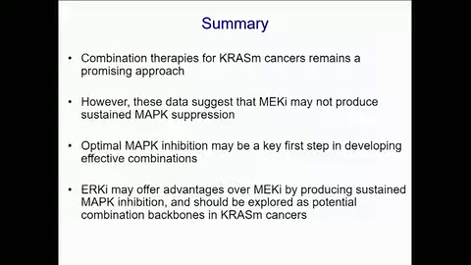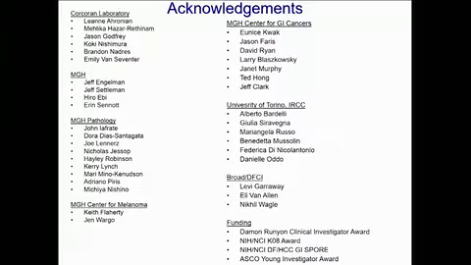While there are several potential approaches to this, pan-RAF inhibitors, ERK inhibitors, or perhaps even next-generation MEK inhibitors, our data at least suggests that ERK inhibitors, which are currently in clinic right now, may offer some advantages over MEK inhibitors by producing more sustained MAP kinase inhibition and being less susceptible to upstream reactivation of the MAP kinase pathway. I think these data warrant that ERK inhibitors should be explored as potential backbones to inhibit the MAP kinase pathway in KRAS mutant cancers. And so I'll stop there and take any questions.